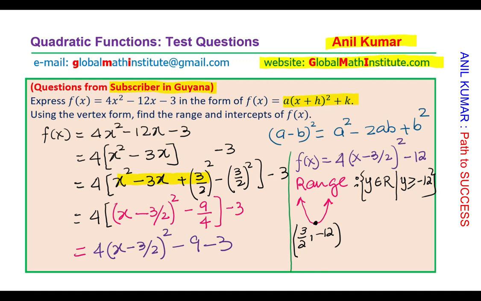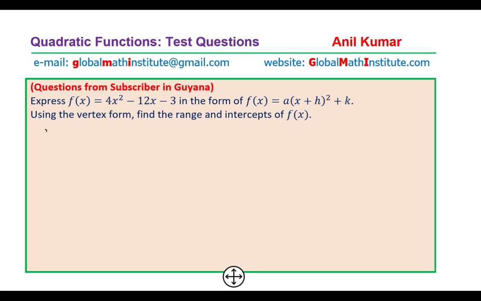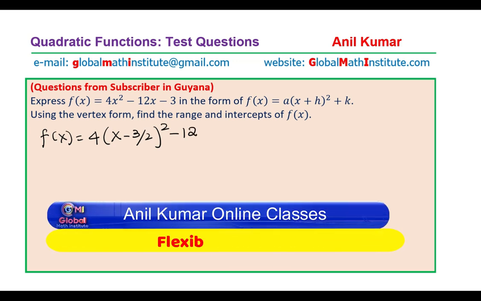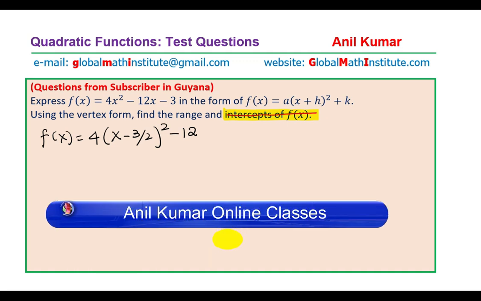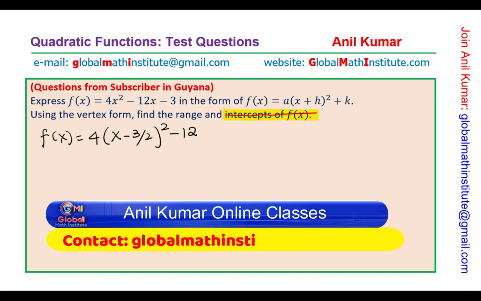So we are going to find the intercepts on a fresh page. So we have f of x equals 4 times x minus 3 by 2 whole square. Let me write down. So f of x equals 4 times x minus 3 by 2 whole square minus 12, right? Now when I say intercepts, what does it mean? Intercepts means we could have an x-intercept and we can also have a y-intercept. So don't forget that. So let's find out the y-intercept first.